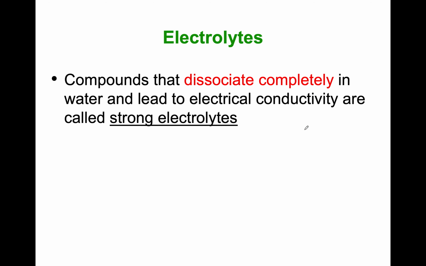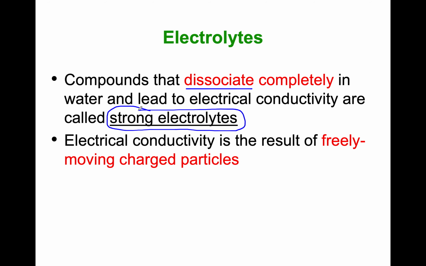So here's our categories. If they dissociate, that means the ions separate. That's called a strong electrolyte. So sodium chloride, silver nitrate, these ions are strong electrolytes. Electrical conductivity is the result of freely moving charged particles.